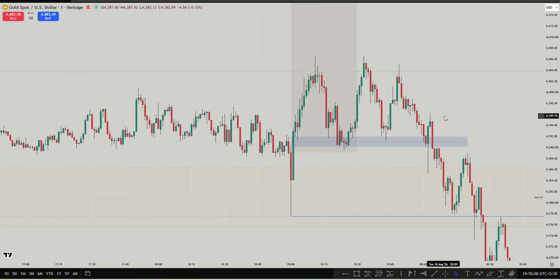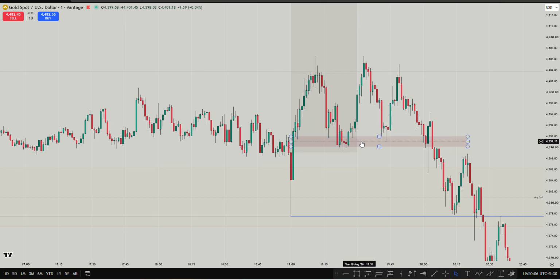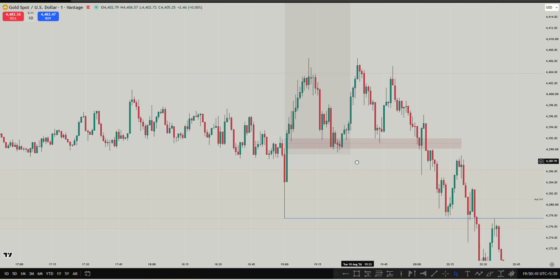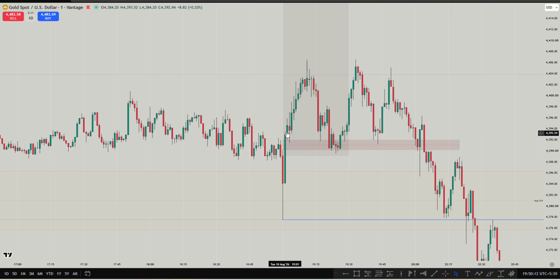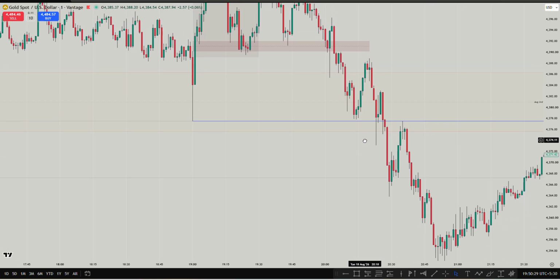Another structure shift is turning this fair value gap into red. This is a structure shift. If we want to catch the reversal from the start, that's the point where the market shifts from bullish to bearish, and I messed up here. And that's it.